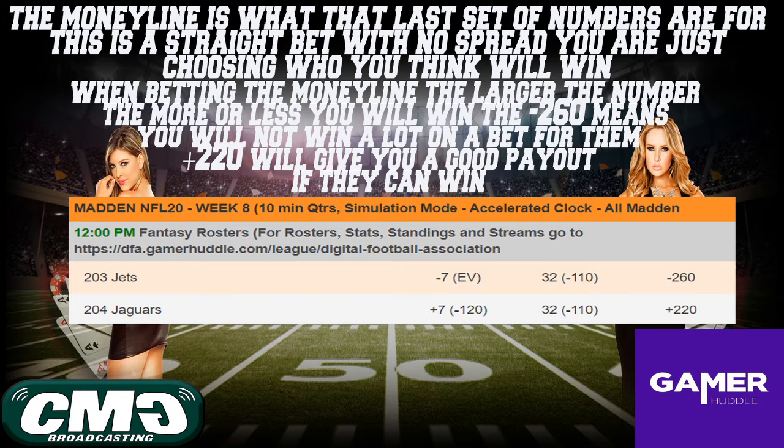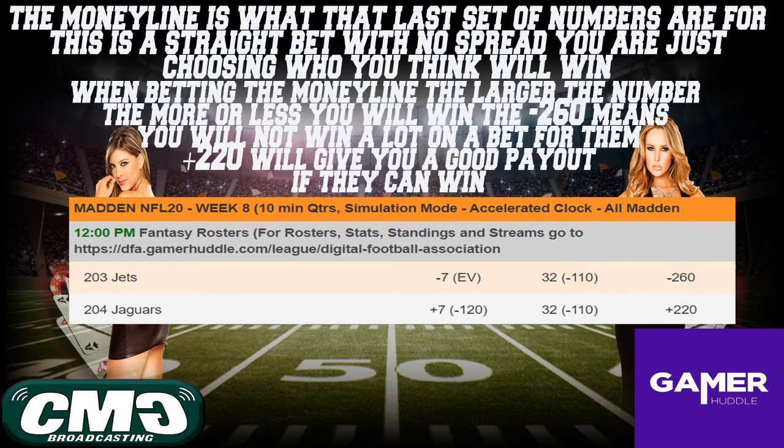And in this scenario, that plus 220 is a pretty heavy underdog, which means if we bet the Jaguars to straight win the game and we're not going to ask for those 7 points, the casino will pay you more because that's something they just don't expect to happen.